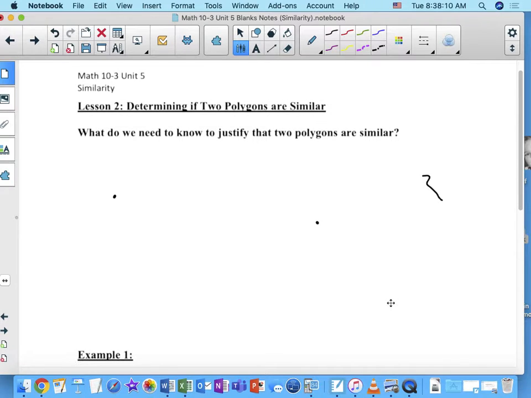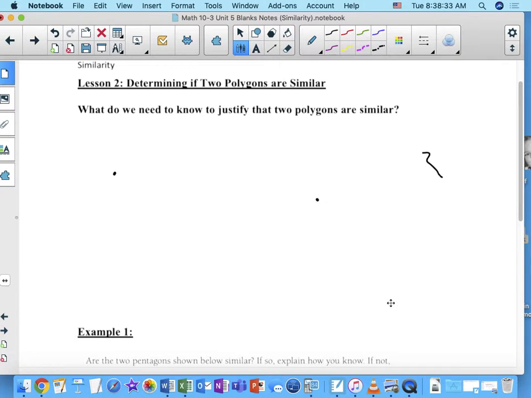Okay, the goal of today's class is to be able to determine if two shapes are similar to one another. So given certain information, can we say, are these two shapes similar or not? Can we justify that? Okay, so let's just make a list. What do we need to know to say that two shapes are similar? Okay, so the first thing that we need to know is that all sides are proportional.